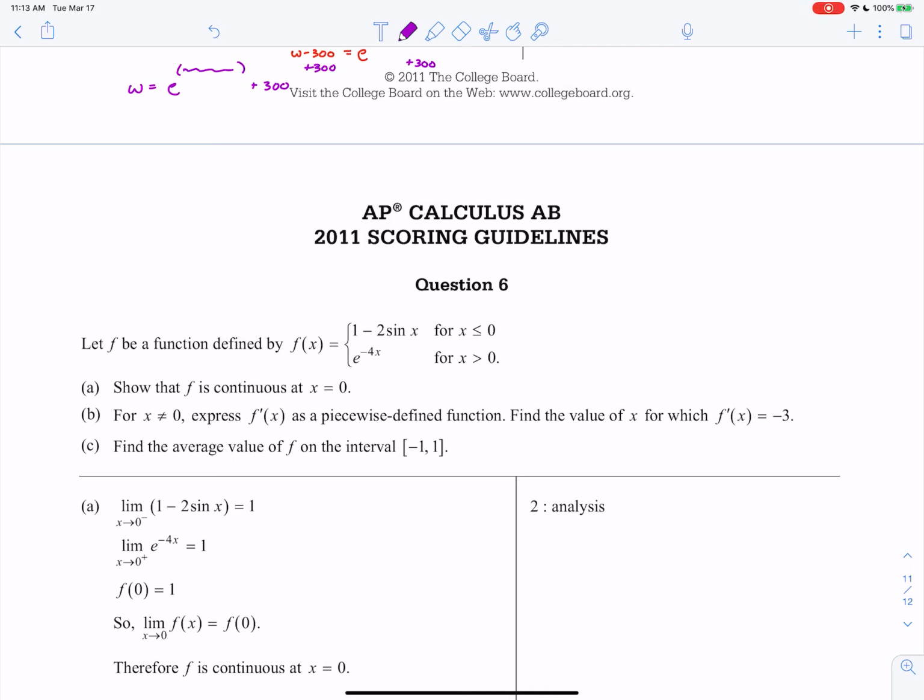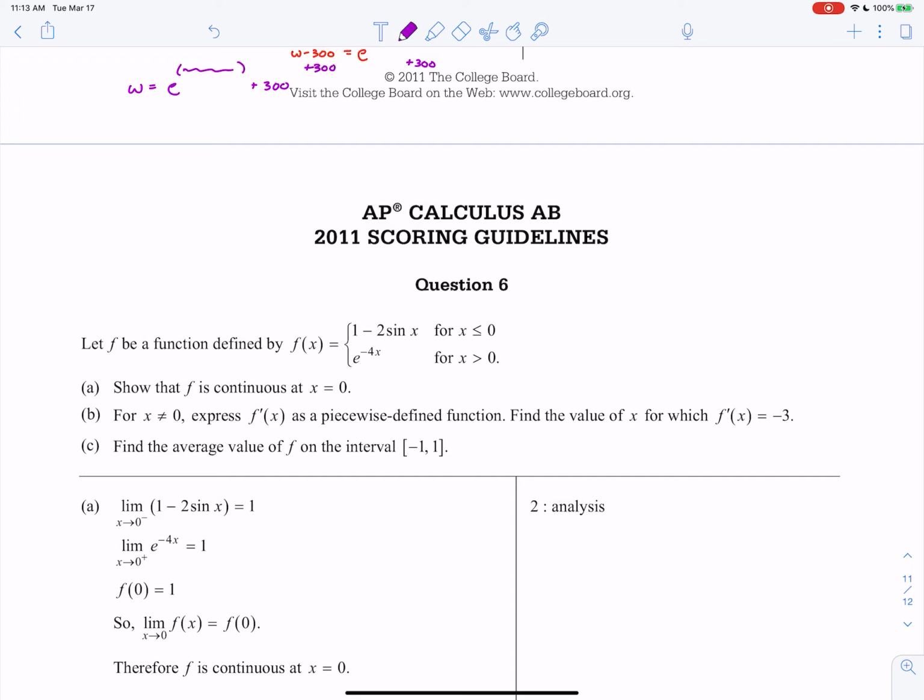Hey you guys, 2011 question 6. This one here is what we call miscellaneous. Sometimes you will get a random question that doesn't apply to the 6 FRQs. But that doesn't mean it's difficult. It's actually a little bit more straightforward. It's just that we have to go back and revisit some of the topics, okay?